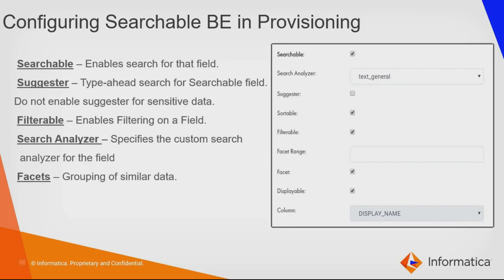The last one, we have facets. Facets groups the search result values and shows the count for each group. This is specifically used where we want to show the variation of a column based on some degree.